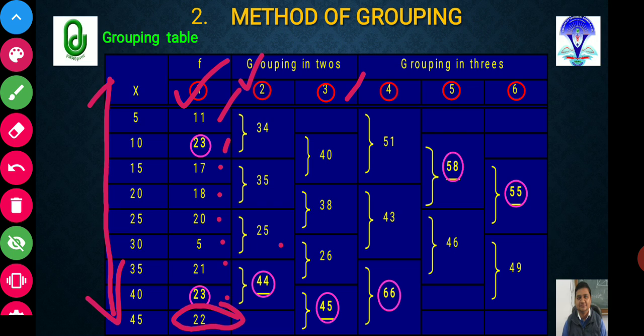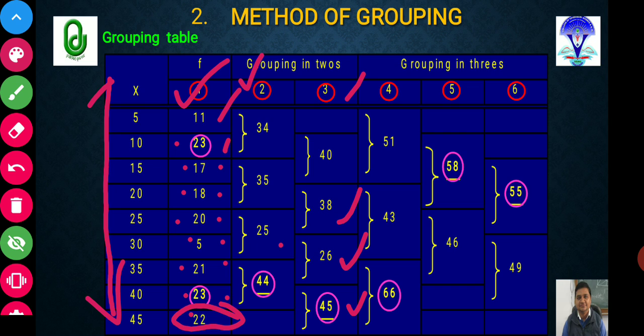So what we will do, we will add the values 23 plus 17. That means we have to group in 2 but start from the second value. So 23 plus 17 is equal to 40, 18 plus 20 is equal to 38, 5 plus 21 is equal to 26, 23 plus 22 is equal to 45.